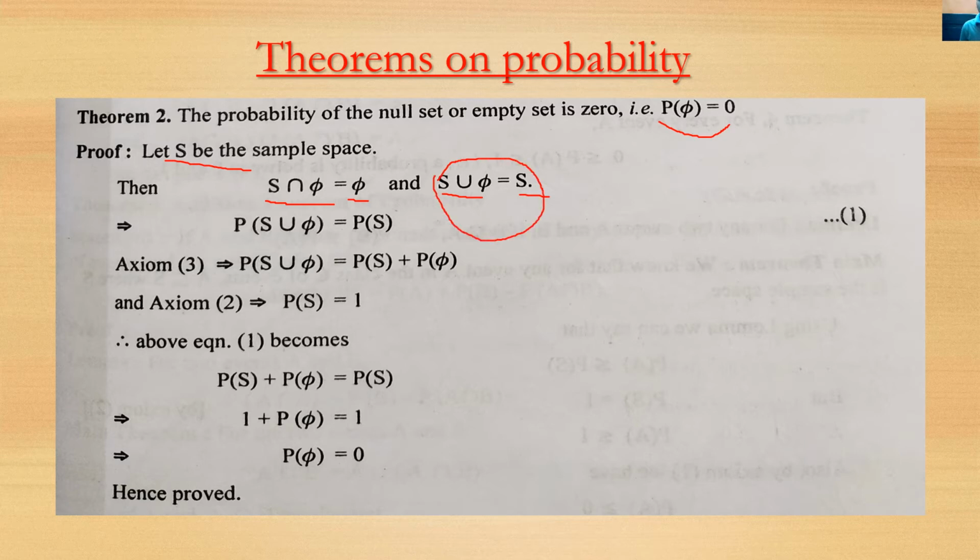When applying probability on both sides of this statement, it becomes this. These events S and phi are disjoint events. So by axiom 3, this statement will break into P(S) plus P(phi), and P(S) is equal to 1. So equation 1 becomes P(S) plus P(phi) is equal to P(S). Cancelling P(S) on both sides, we get P(phi) is equal to 0. It is a very simple theorem.